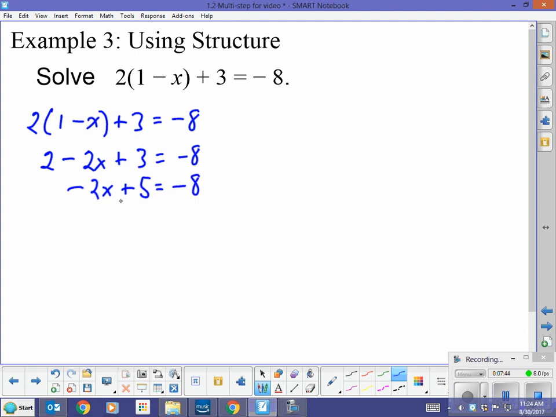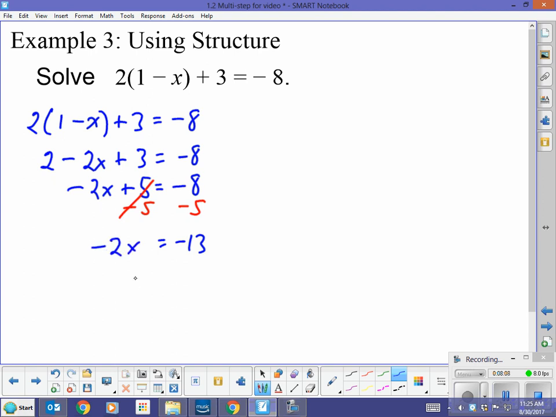And now we want to move into the part of the solving where we use the inverse operations. So let's subtract 5 from both sides. And some people cross this out because that means it's a 0, right? Negative 5 plus 5 is 0. So I have negative 13, if I add this up. Over here I have negative 2x, and just bring that down.